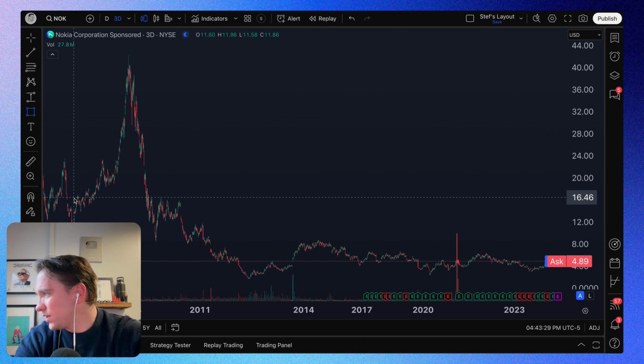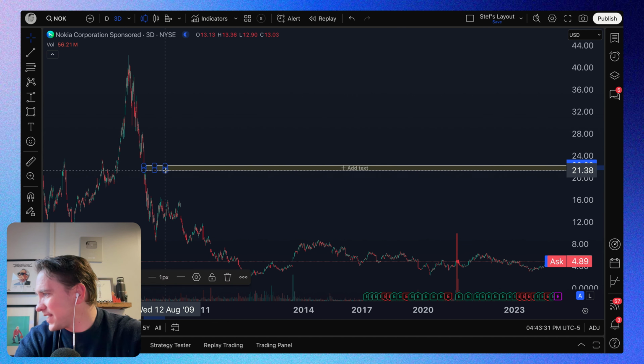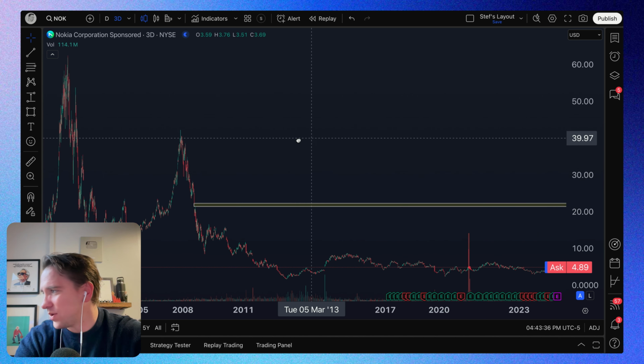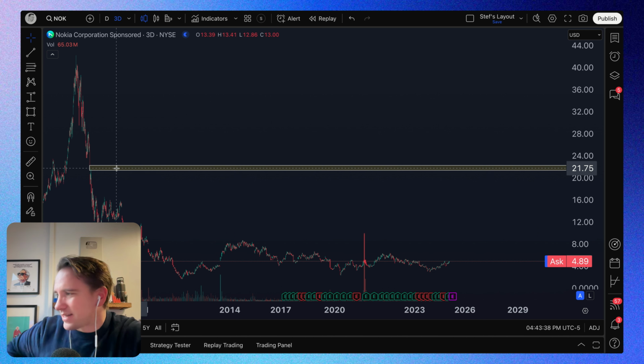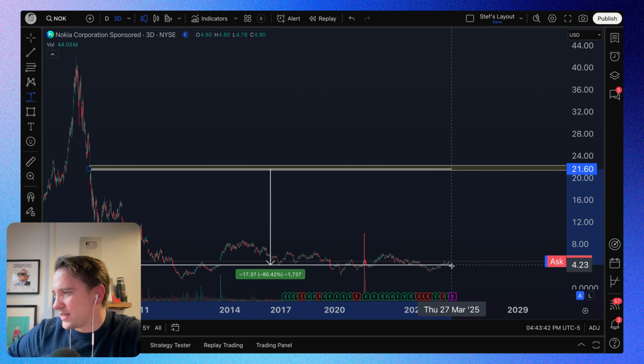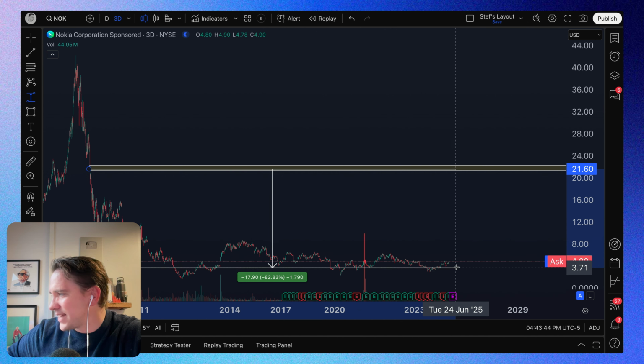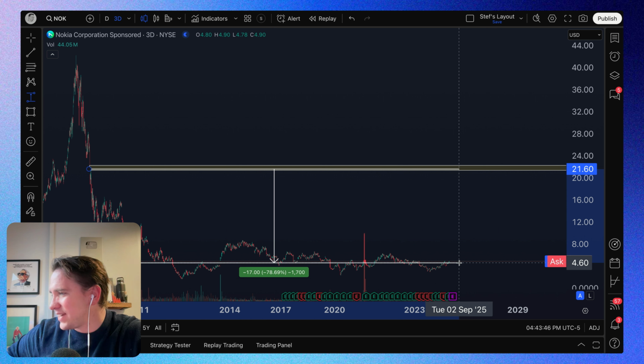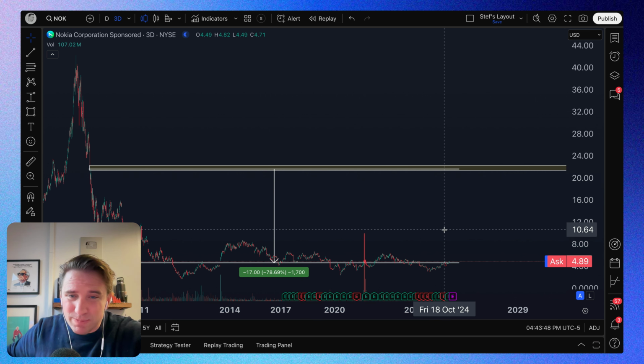Perfect. So if you look here, this Nokia gap takes us all the way back to 2008. Really interesting, right? Nokia, all the way to 2008. It has not gotten back to this level for 15-plus years, basically. It's down 78% since then. Just because the gap is there doesn't mean it's going to get filled.